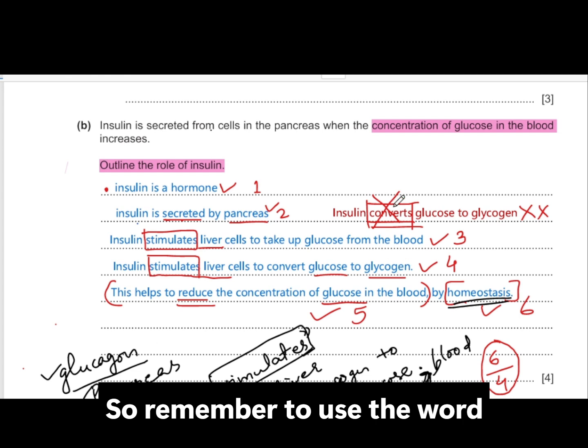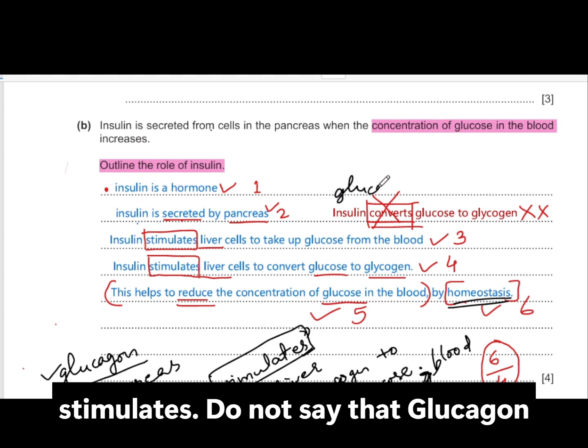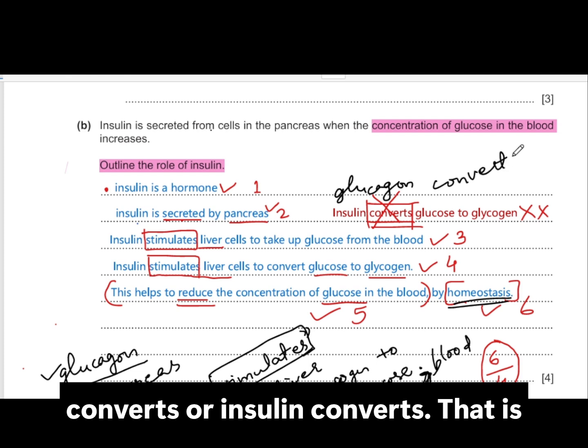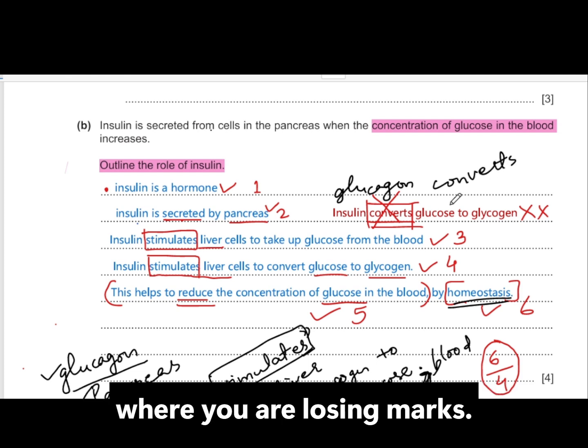So remember to use the word stimulates. Do not say that glucagon converts or insulin converts. That is where you are losing marks.